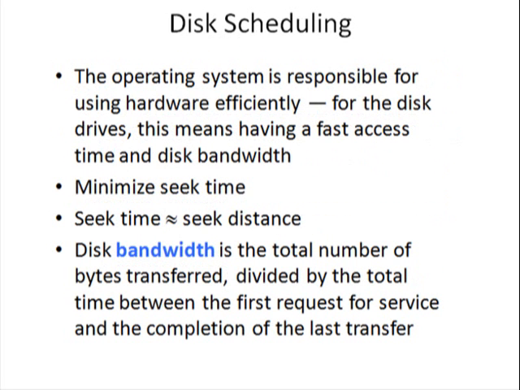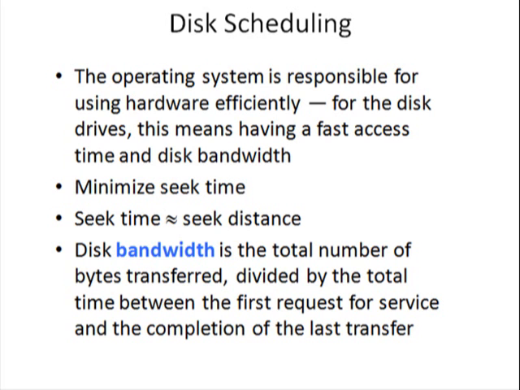Next we come to disk scheduling. The operating system is responsible for using the hardware efficiently. In case of disk drives, this means the operating system is responsible for providing fast access time and good disk bandwidth. The intention for the operating system is always to minimize the seek time. If the seek time is minimized, that means the seek distance is minimized, which in turn means that the access will generally be faster.